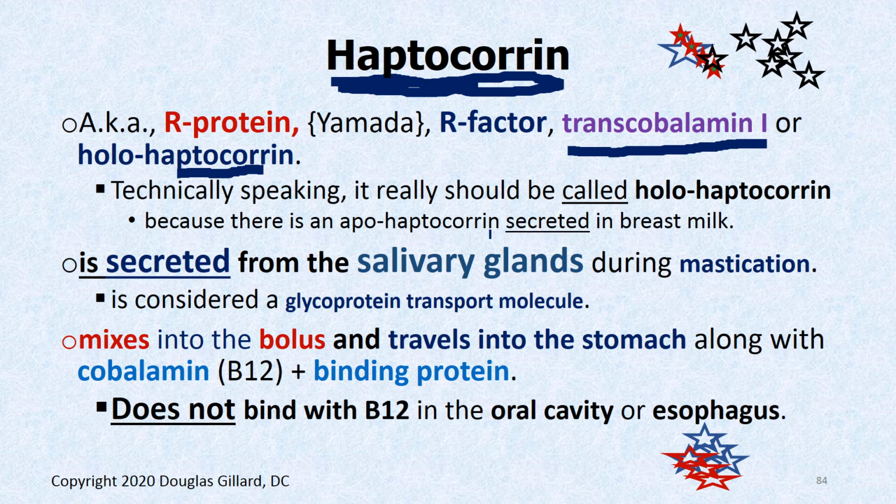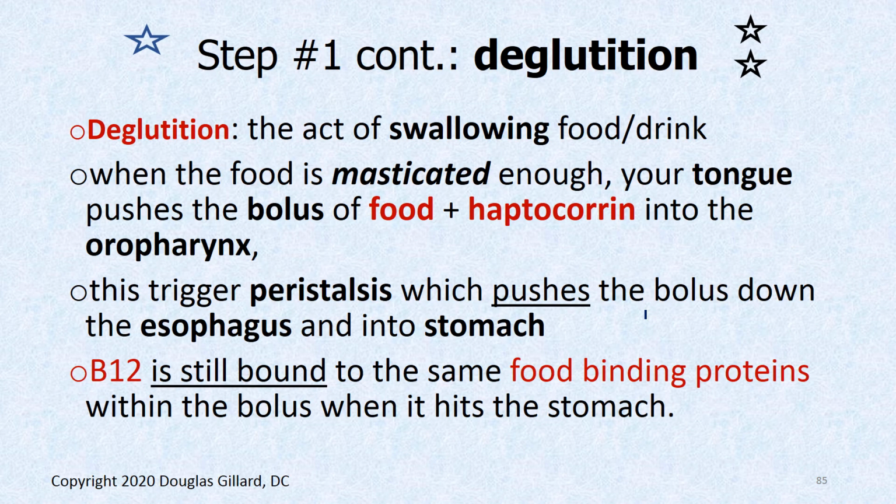But board books call it haptocorrin. It's secreted from the salivary glands. It's a glycoprotein transport molecule, but it does not bind to B12 yet, but it sure will in a little while. It travels down with the B12 and food binding protein to the stomach, where the next step of this happens.